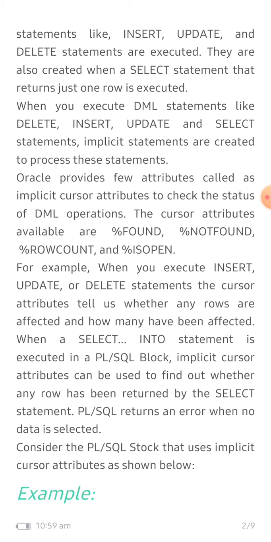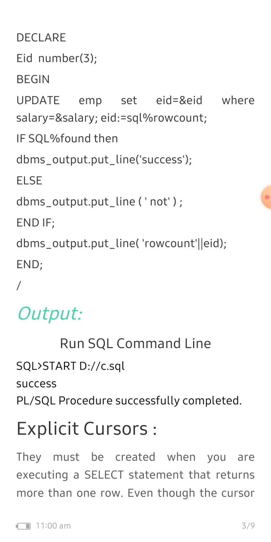Consider the PL/SQL block that uses an implicit cursor attribute as shown below. Example: declare EID number size 3, begin update employee set EID equal to %EID. That means the employee ID is stored in the EID variable, where salary is equal to %salary. Salary is stored in the salary variable and EID is equal to SQL%ROWCOUNT. If SQL%FOUND, then DBMS output is success, otherwise DBMS output is not. And end if and DBMS output line is rowcount, EID and end.